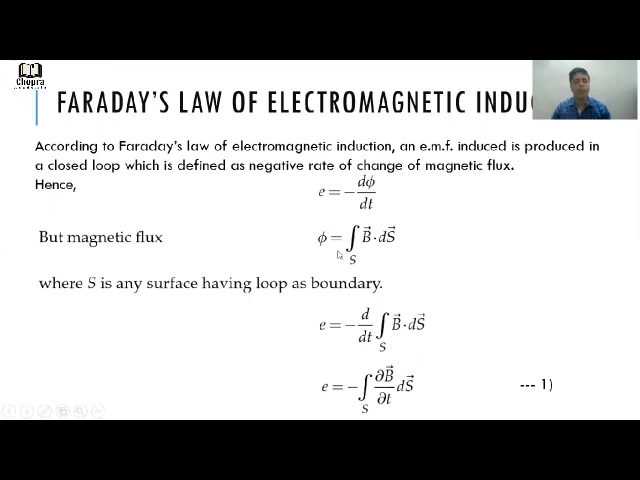We also know that magnetic flux is surface integral B dot ds, where S is any surface having the loop as boundary. So the induced EMF, by substituting the value of phi, is equal to minus d by dt integral B dot ds. We take d by dt inside, and the induced EMF is equal to minus integral dou B by dou t ds. That is equation number 1.